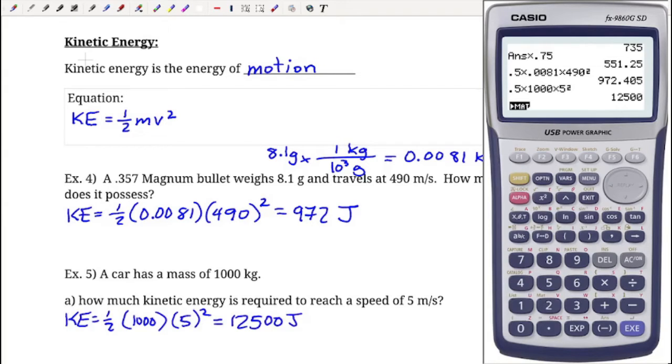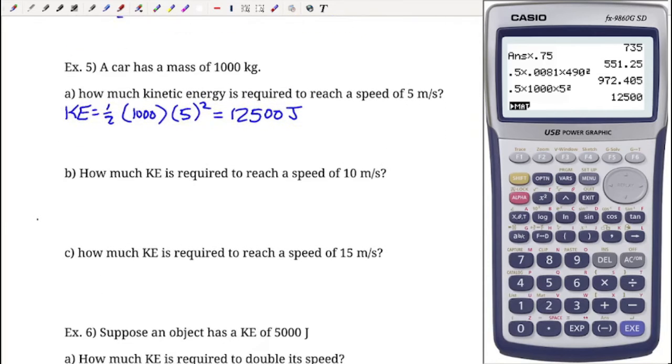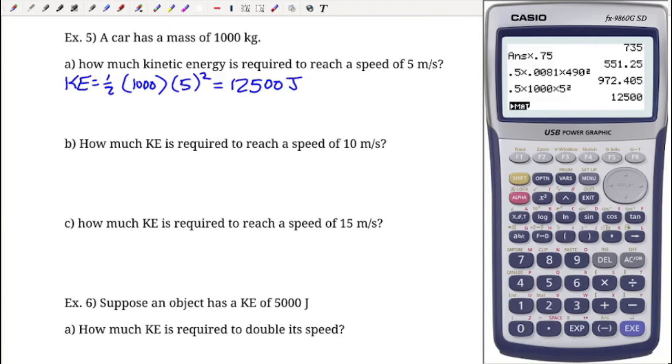So it turns out the car has a kinetic energy of 12,500 joules. So a car going quite slow, 5 meters per second, has a lot more energy than the bullet speeding fast, and can do a lot more damage to a brick wall than one teeny tiny bullet would do. Let's take a look.